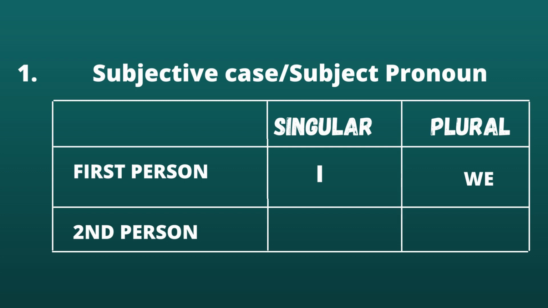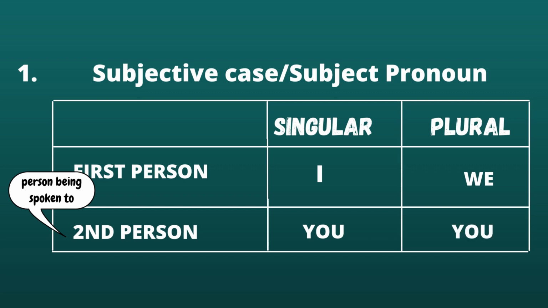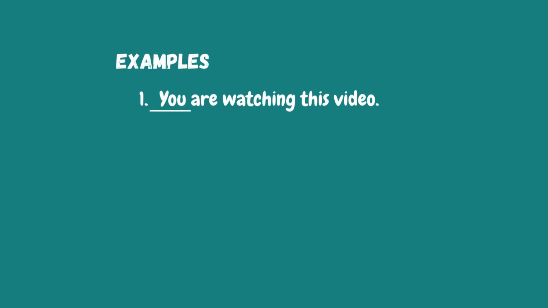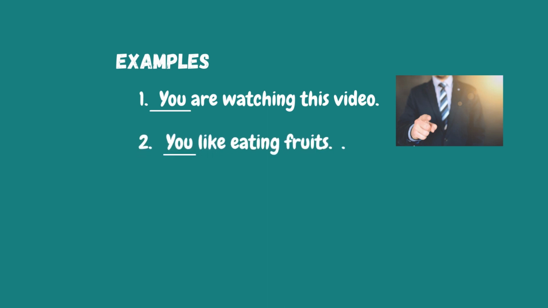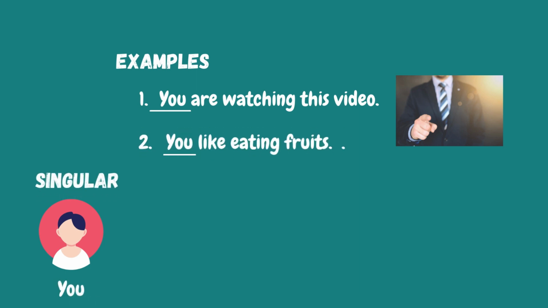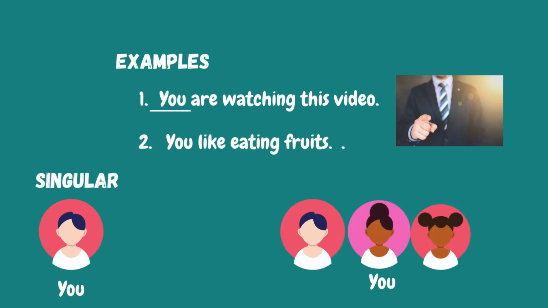Now let's move on to the second person. Second person is the person being spoken to. So if I am the speaker and I'm talking to you, you are the second person. Second person singular is you, and second person plural is also you. Examples: you are watching this video. Yes, I'm talking to you. You like eating fruits. Now, you could be singular and you could be plural.